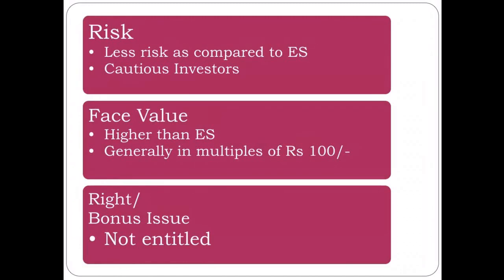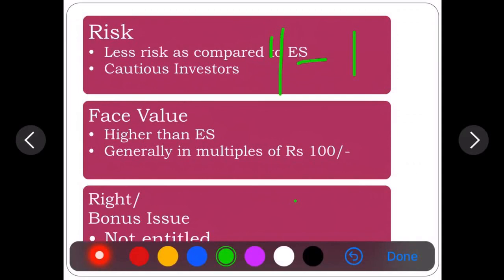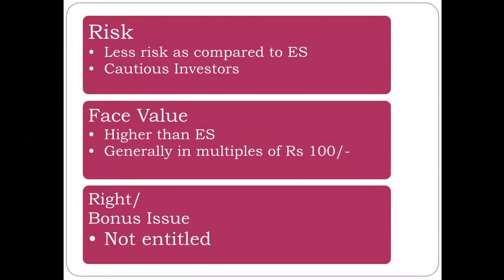Talking about face value, the face value of preference shares is higher than equity shares. जहाँ equity shares की value हमने देखी है 1 रुपीज़ या 10 रुपीज़, वहाँ पर preference shares की value होती है 100 रुपीज़, क्योंकि जितने ज़्यादा features उतना ज़्यादा amount. If I talk about perks, तो जैसे इक्विटी शेयर्स को राइट और बोनस इशू के पर्क्स हैं, वैसे ही प्रेफरेंस शेयर होल्डर्स को ये दोनों पर्क्स नहीं मिलते हैं. They are not entitled to any such perks.